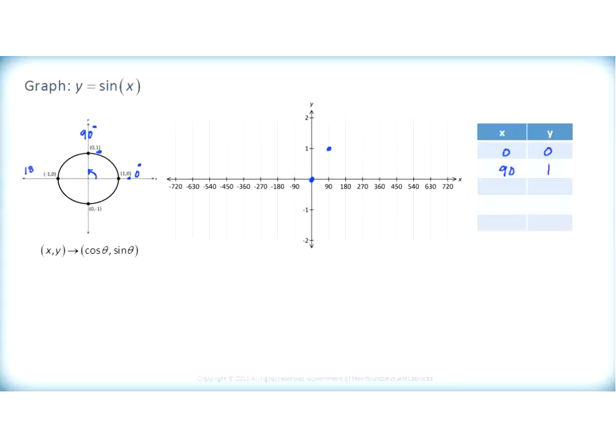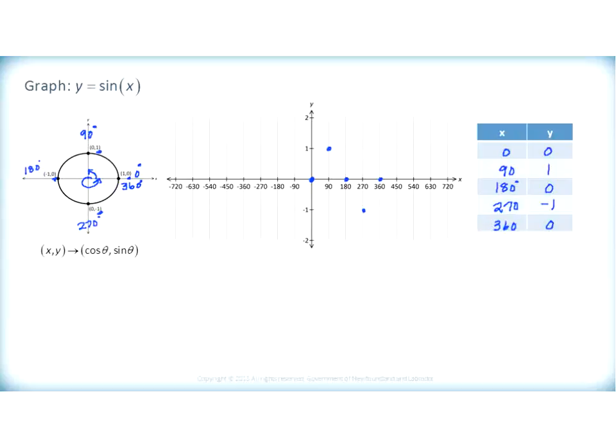When x is 180 degrees, the sine of 180 is equal to 0. And then if we go to 270 degrees, the sine of 270 is negative 1. If we make a full rotation around the circle, we're back at 360 degrees, which is coterminal with 0 degrees, and the sine of 360 is equal to 0.